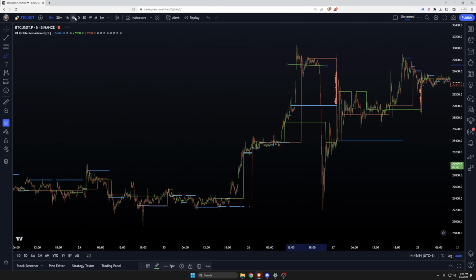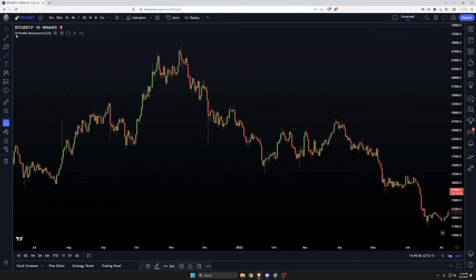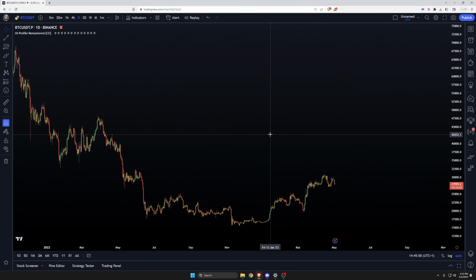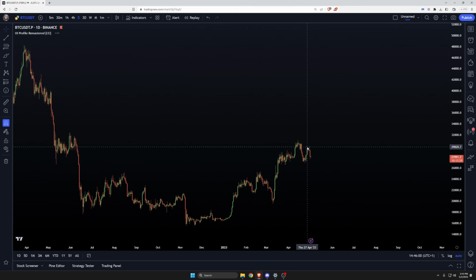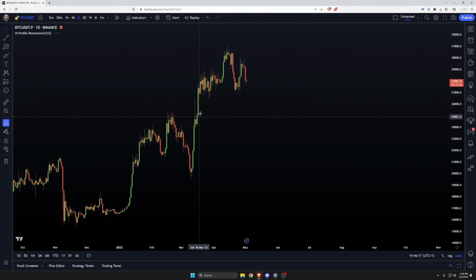If you know that on the daily time frame, if we come up here on the high time frame, this 30k region is actually resistance. This point here is actually acting as resistance. So on the high time frame, we're looking for a short opportunity. So I've given you 3 reasons to look for a short.